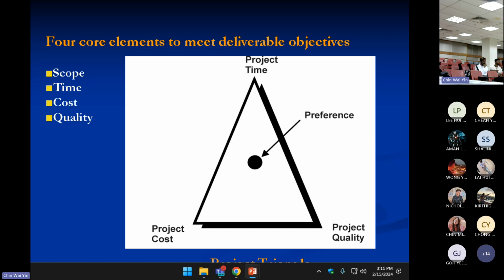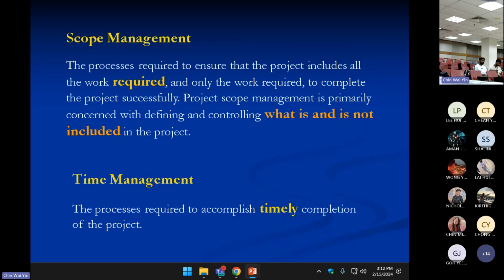Something else I couldn't focus on. So all these are competing demands. You don't have unlimited resources, so something will have to be cut in order to meet other areas. That's why we say these are the competing demands. So these are the definitions of scope, time.